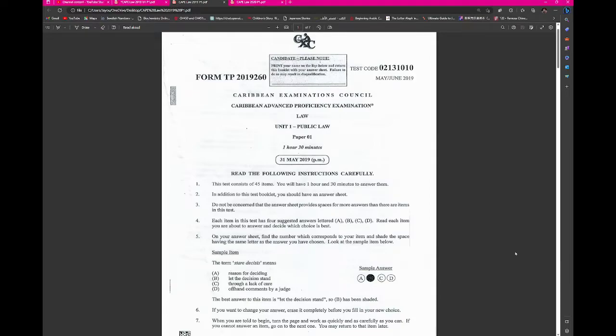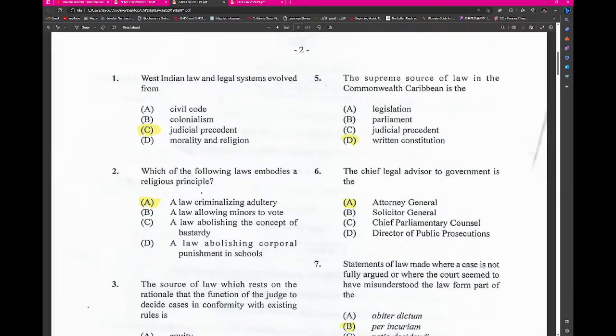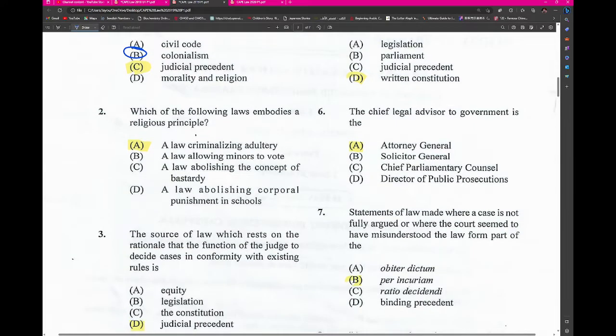We're now having a look at the Law Unit 1, Paper 1, 2019 paper. We're just going over the answers. West Indian law and legal systems evolved from that of colonialism. Which of the following laws employs religious principles, criminalizing adultery?